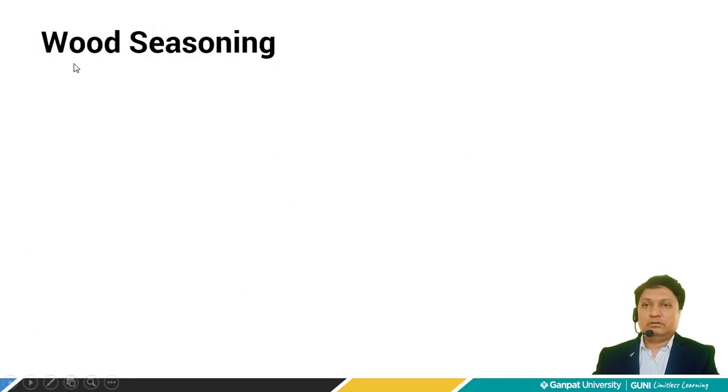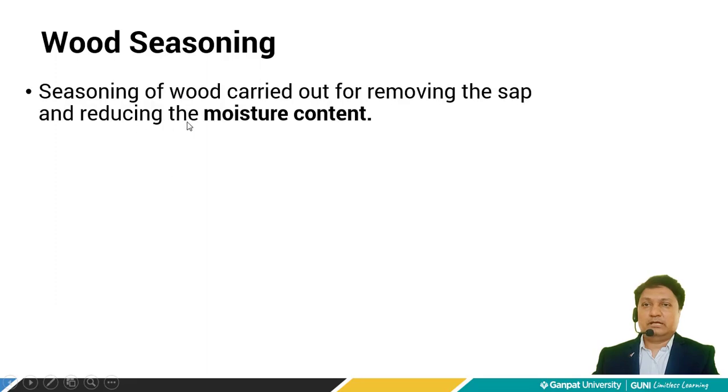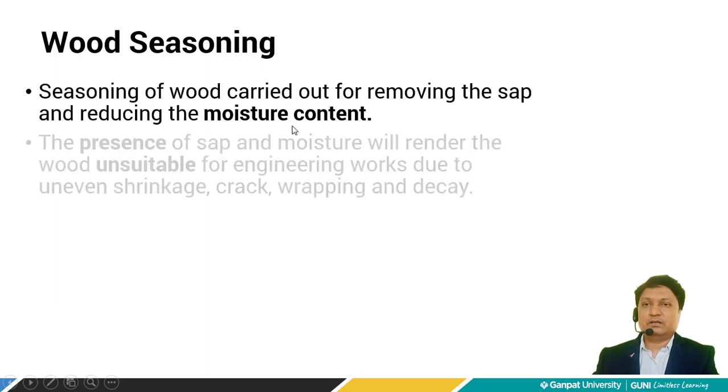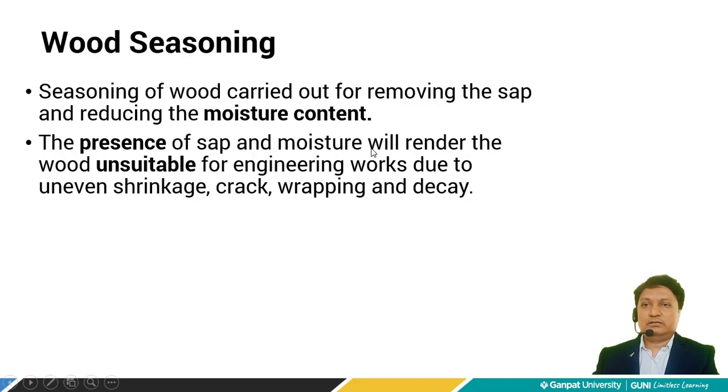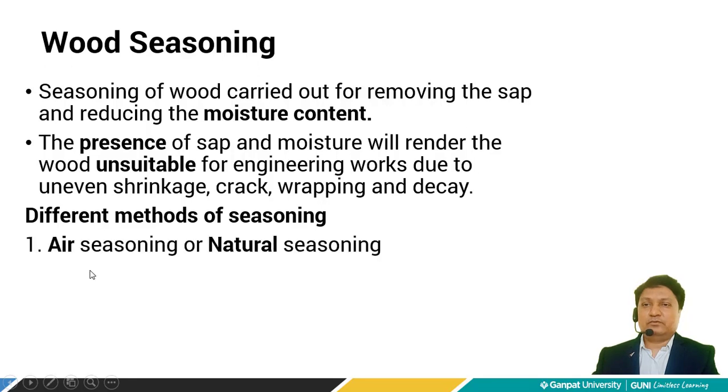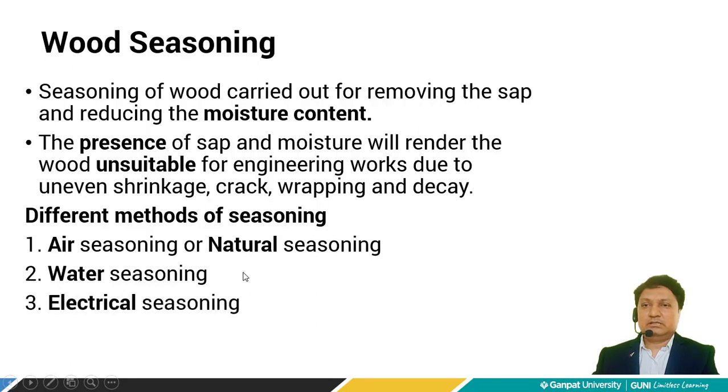Now let's talk about wood seasoning. Seasoning of wood is carried out for removing the sap and reducing the moisture content. The presence of sap and moisture will render the wood unsuitable for engineering works due to uneven shrinkage, cracking, warping and decay. Different methods of seasoning: the seasoning can be performed by air seasoning or natural seasoning, water seasoning, electrical seasoning and kiln seasoning.